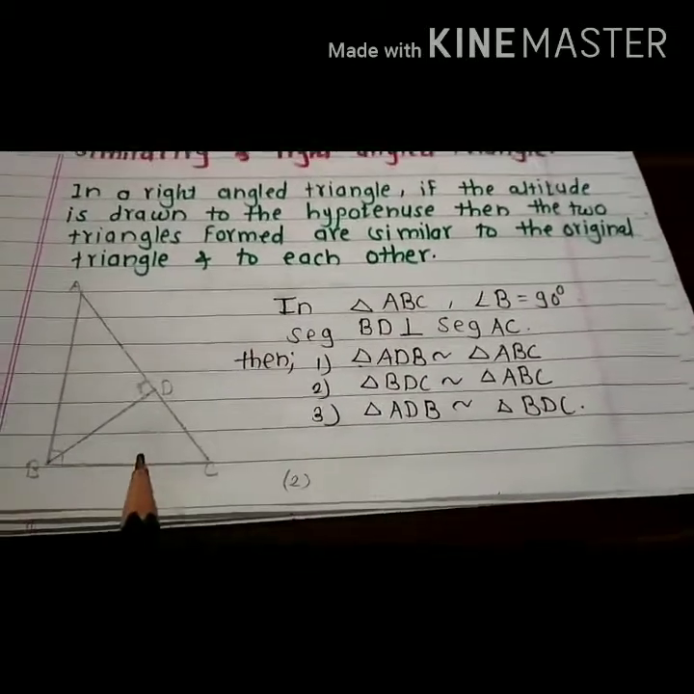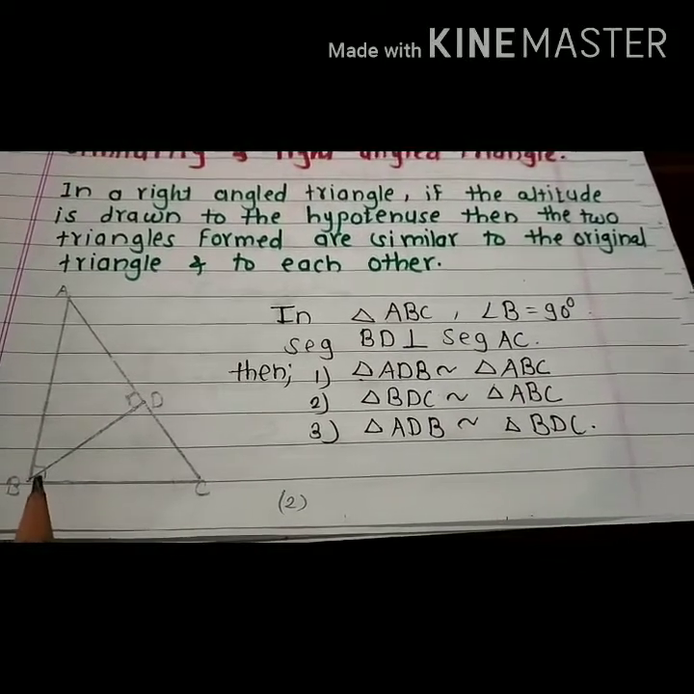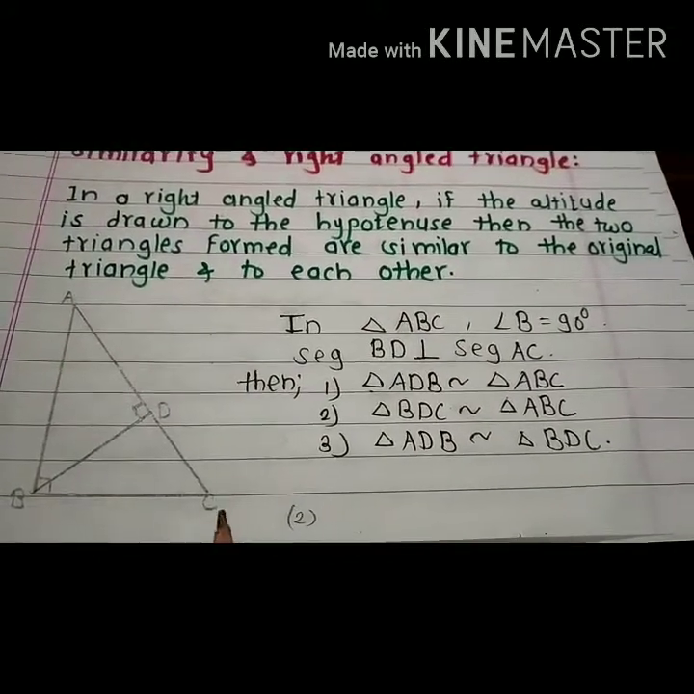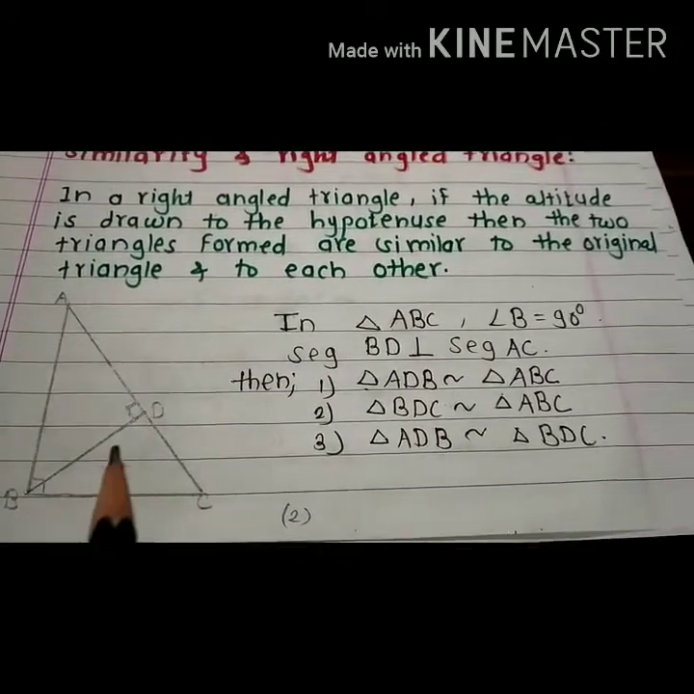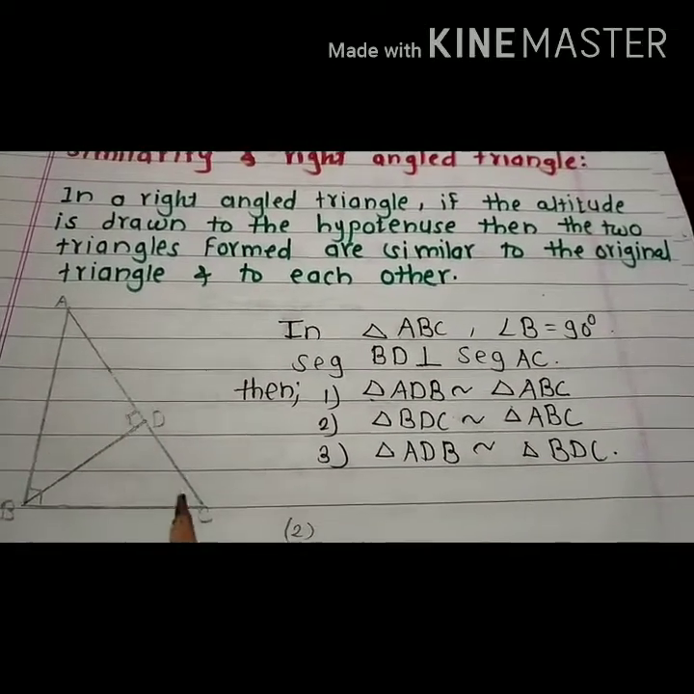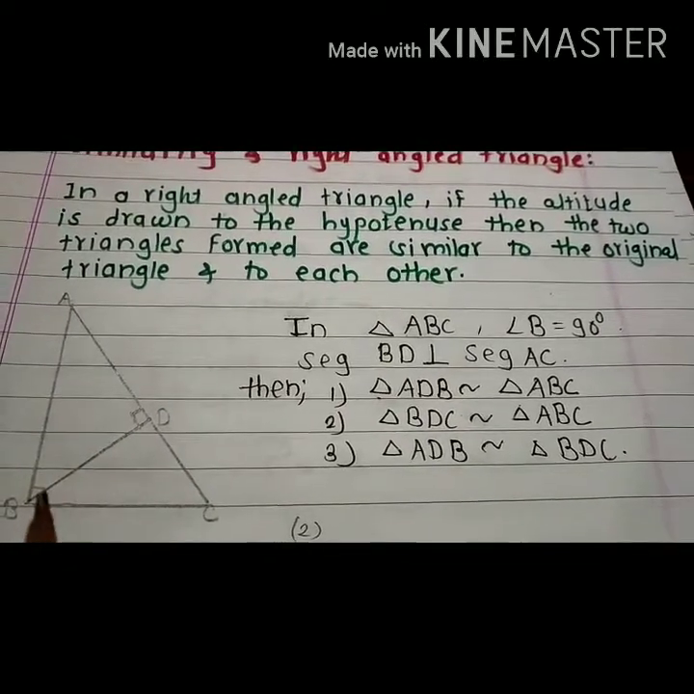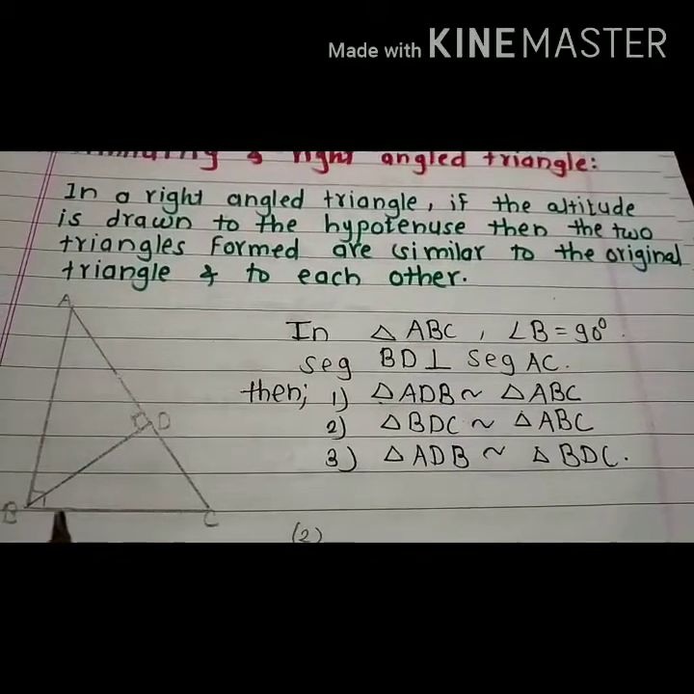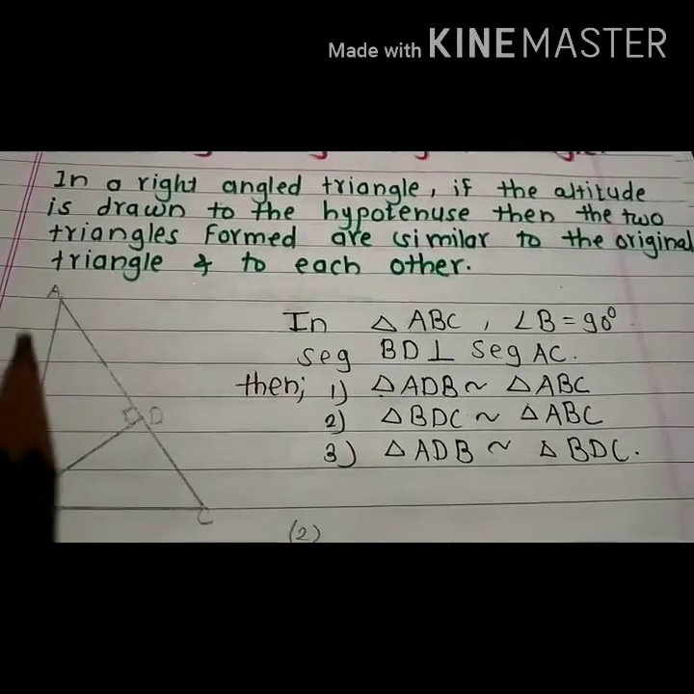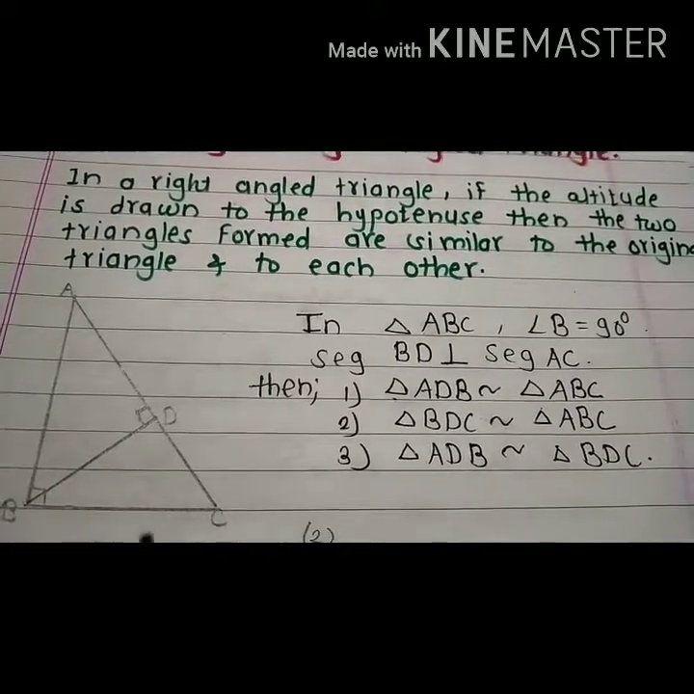If we observe the figure, in triangle ABC, angle B is equal to 90 degrees. Segment BD is perpendicular to segment AC. Means segment BD is the altitude drawn to the hypotenuse. Then the two triangles formed, which triangles are formed here? Triangle ADB and triangle BDC. These triangles are similar to the original triangle, means similar to triangle ABC.